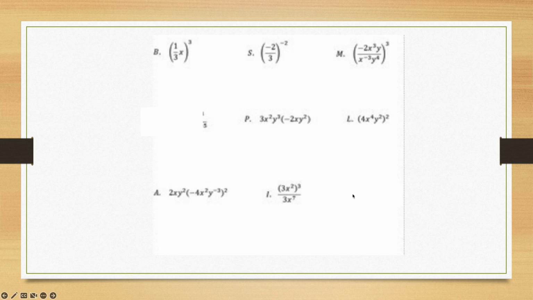Okay. So for the first one, I get either 1/27 x to the third or x to the third over 27. It's the same thing either way.